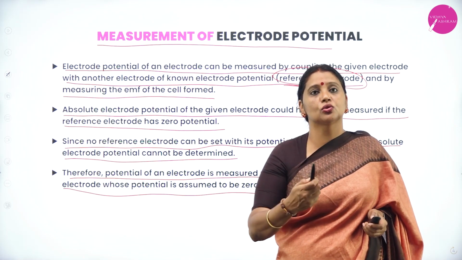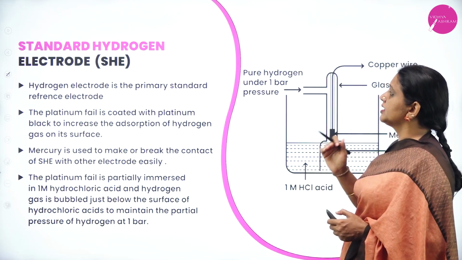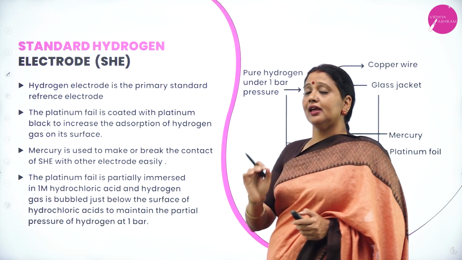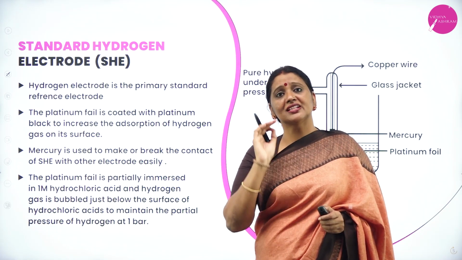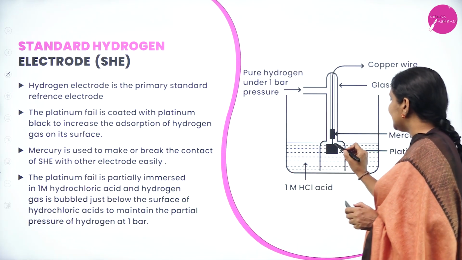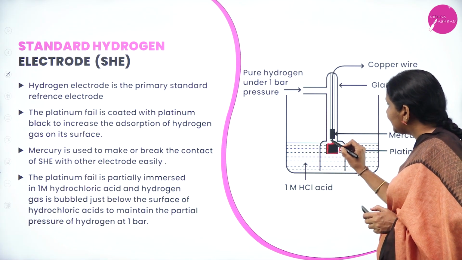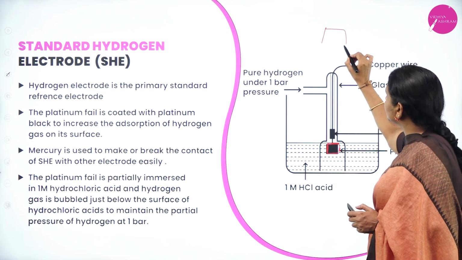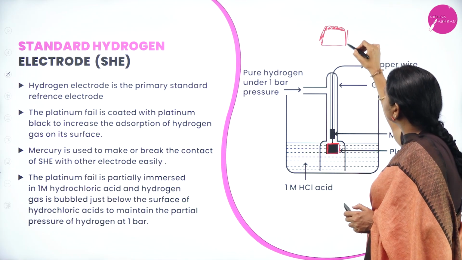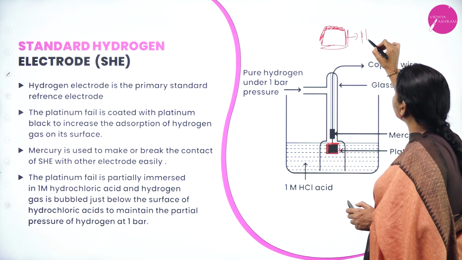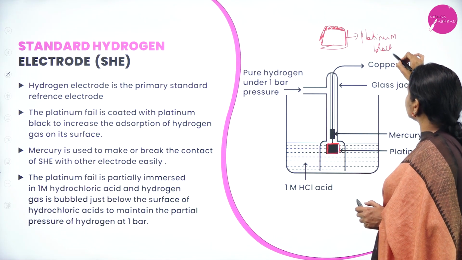Now, you have to know how to construct standard hydrogen electrode. Standard hydrogen electrode is a primary standard reference electrode. How is it constructed? Let us consider a platinum foil. Platinum foil you have to take, and it is coated with platinum black, or platinized asbestos.